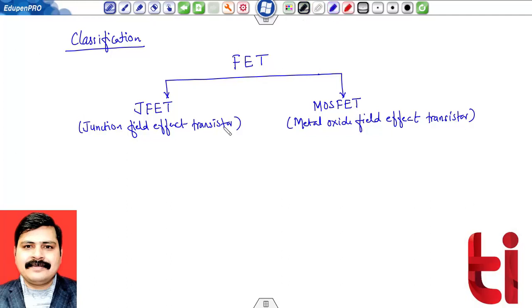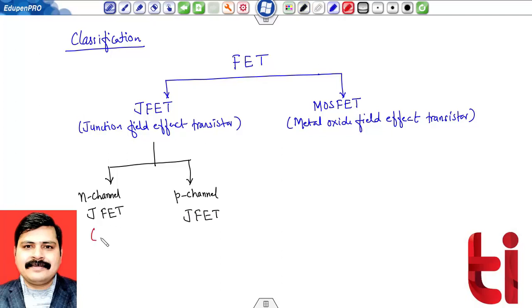Similar to BJT, this JFET is further divided into two classes: N-channel junction field effect transistor or P-channel junction field effect transistor. In case of N-channel junction field effect transistors, the charge carriers are electrons. And in case of P-channel junction field effect transistors, the charge carriers are holes.